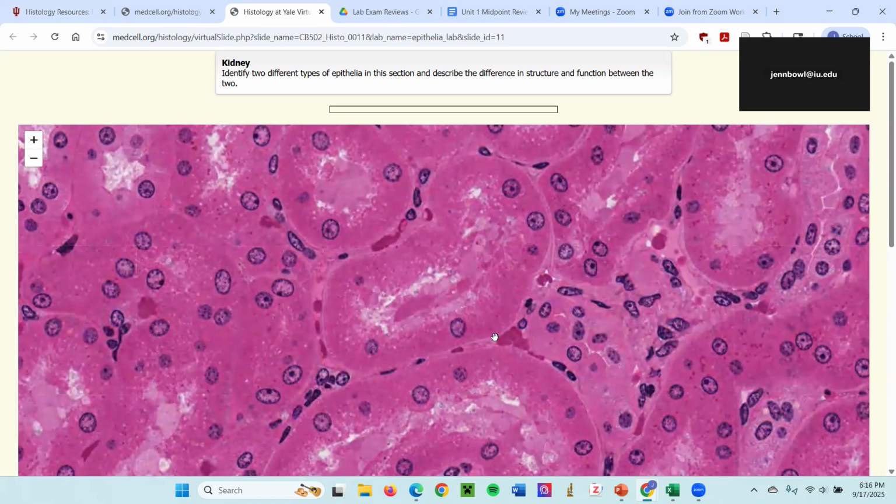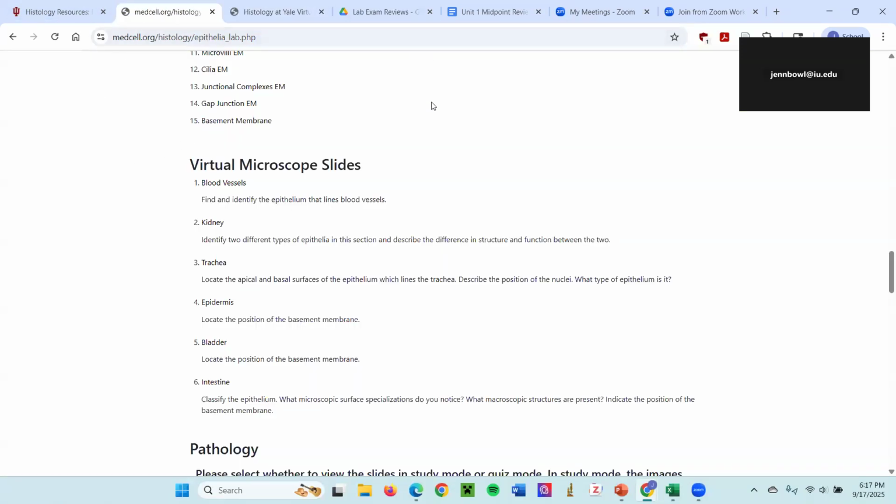In this case, we're looking at cuboidal, simple cuboidal epithelium. The way you can verify that is the cells are roughly as wide as they are tall. And then these purple dots are those nuclei. So you want to kind of hone in on these nuclei to find these epithelial cells. But that is just another way to use this resource when you don't have a microscope in front of you.